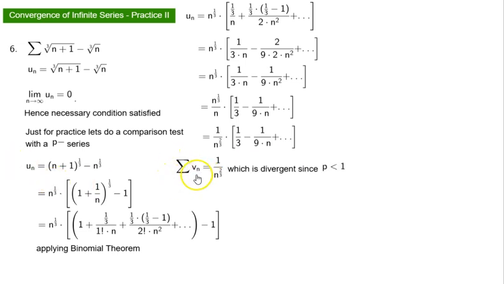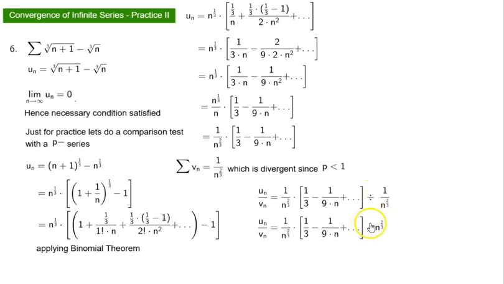Let's take the auxiliary series or the P series as V sub n equal to 1 by n to the power of 2/3, which we know is divergent since P is less than 1. And now we take the ratio U sub n by V sub n, which is equal to 1 by n to the power of 2/3 times (1/3 minus 1/(9n) plus dot dot dot) divided by 1 by n to the power of 2/3. Converting the division into multiplication and taking the reciprocal, n to the power of 2/3 and n to the power of 2/3 get cancelled out. And we are left with this.